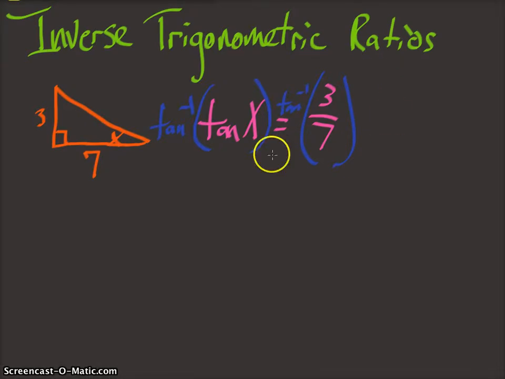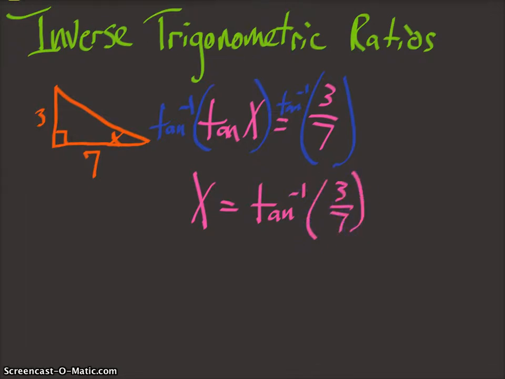Now we move on to the next step in our equation. The tangent and tangent inverse cancel. We're just left with x equals the tangent inverse of 3/7, which, once you put this into a calculator, you will get that x is equal to 23.199 degrees. And there's your answer.